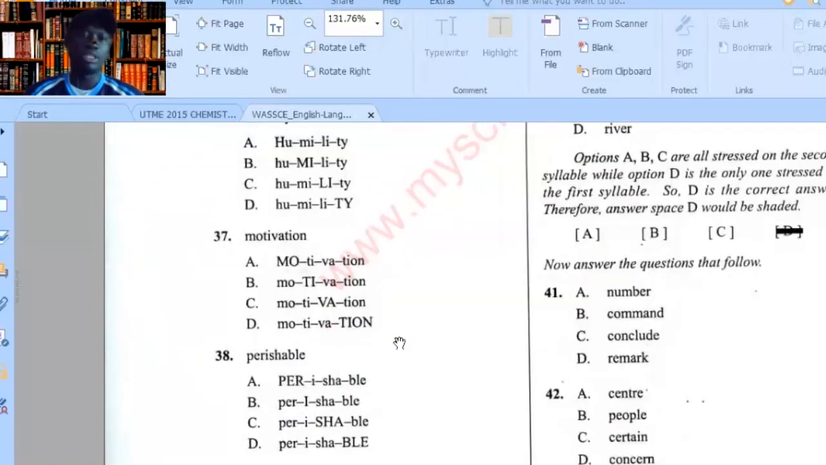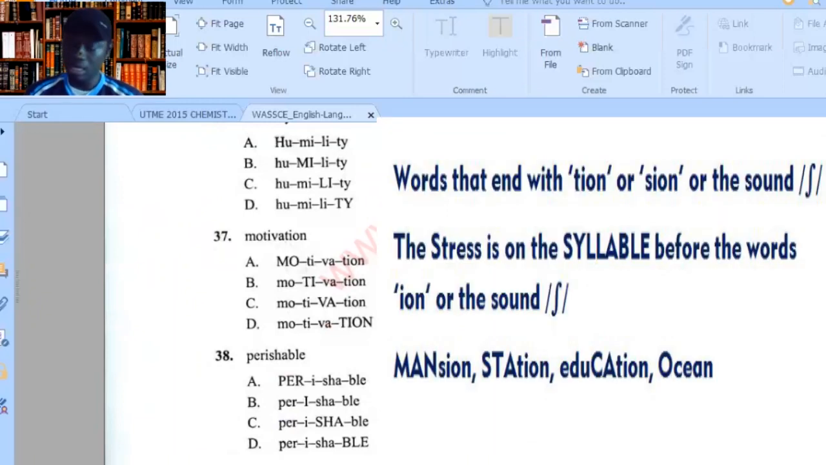Question 37, motivation. Any word that ends with T-I-O-N, S-I-O-N, or the sound shun, the syllable before the sound shun, or the letters T-I-O-N or S-I-O-N, is stressed. That means the syllable before the shun is stressed. Motivation. The stress here is on the va. The correct option here is C.